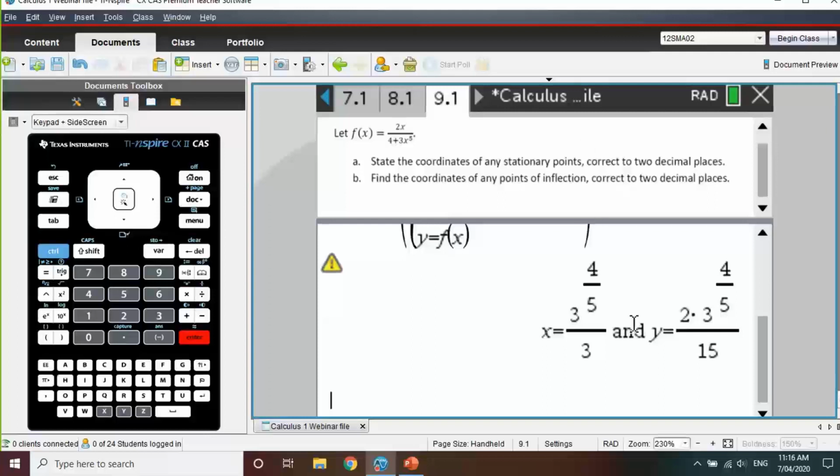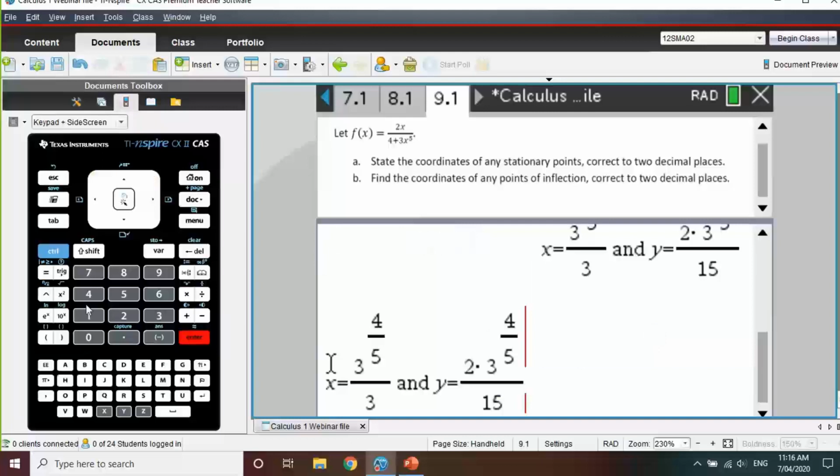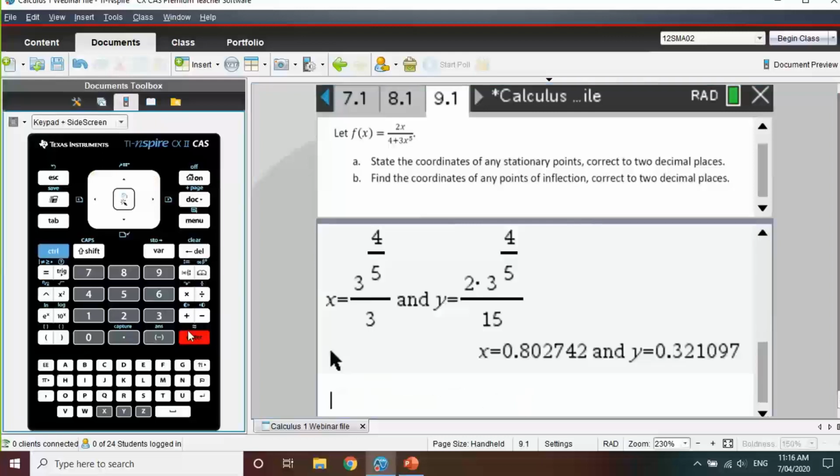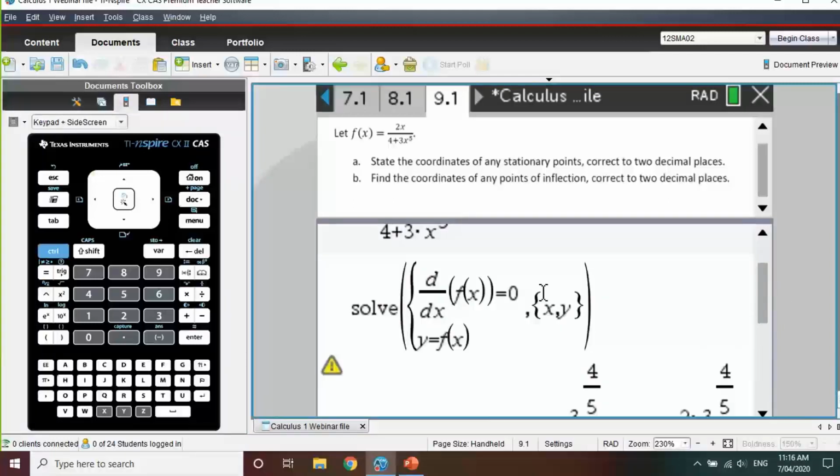Also, I haven't answered the question correctly because the question asked me to correct to 2 decimal places. By default, the CAS will give exact values. But if I want it in 2 decimal places, I can highlight my work, bring it down, and then press Control-Enter to give an approximated answer. And from there, we're getting the x and y values straight away as 0.80 and 0.23 correct to 2 decimal places. So that's the idea of using simultaneous equations.